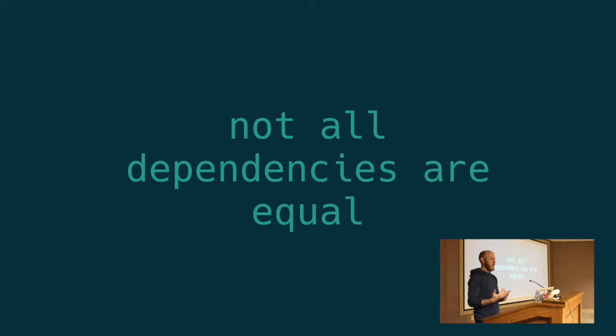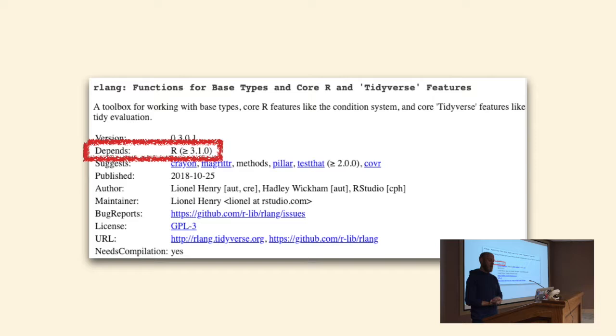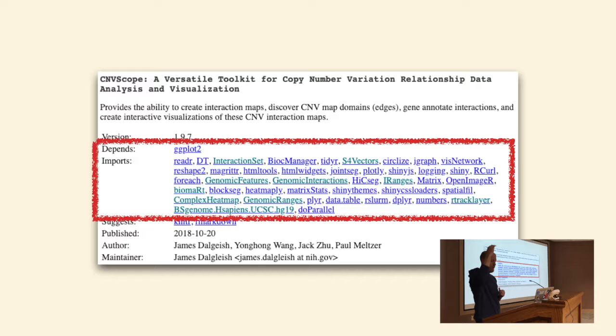As an example, this is the CRAN landing page of the rlang package. You can see this package depends only on R itself. It doesn't depend on any additional packages. In contrast, the CNVScope package depends on over 40 additional packages on both the CRAN repository and Bioconductor. So clearly we shouldn't treat the rlang package and CNVScope as the same in this respect.